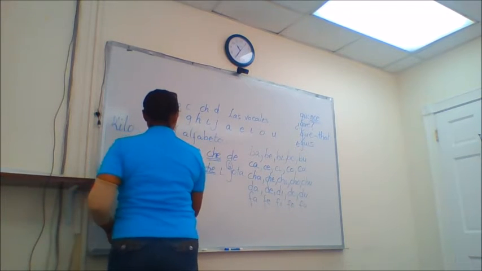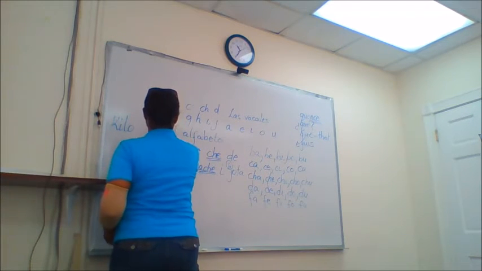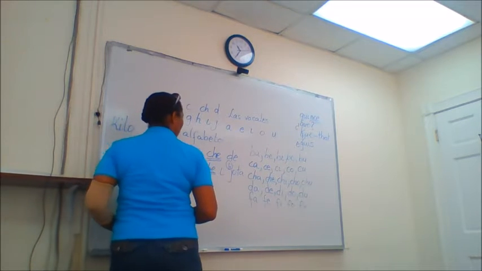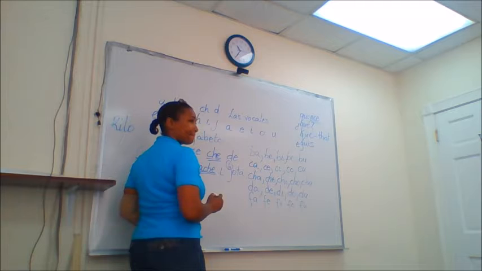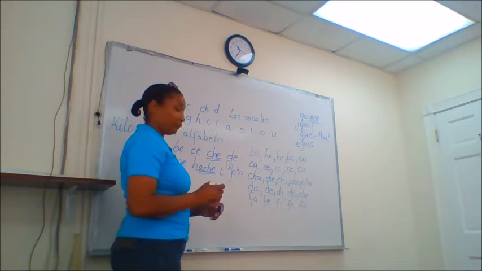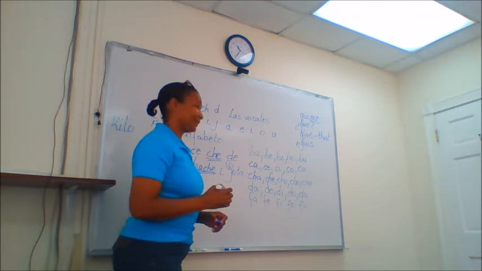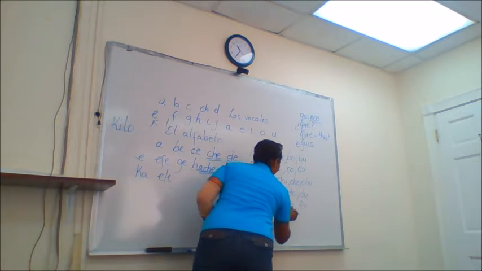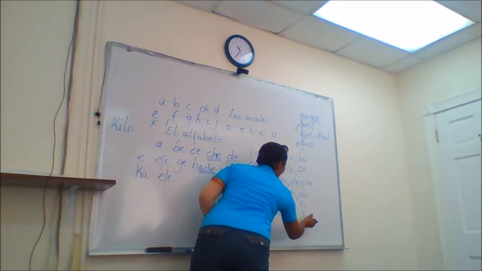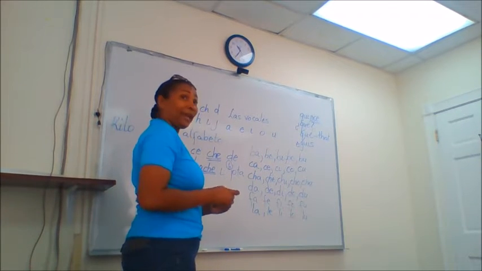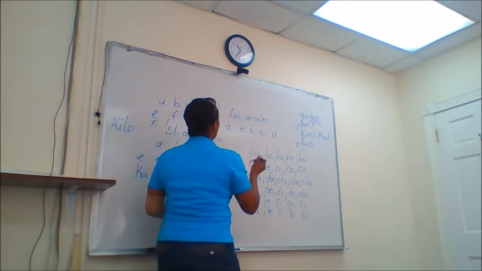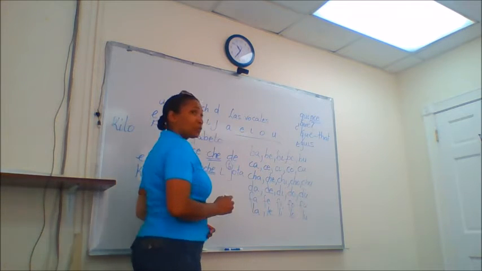What's the next letter? L. Then that would be LA. And how did we sound it with the vowels? La, le, li, lo, lu. Those are the sounds those two put together would make. When we put the vowels with the consonant letters, that's what we're doing.